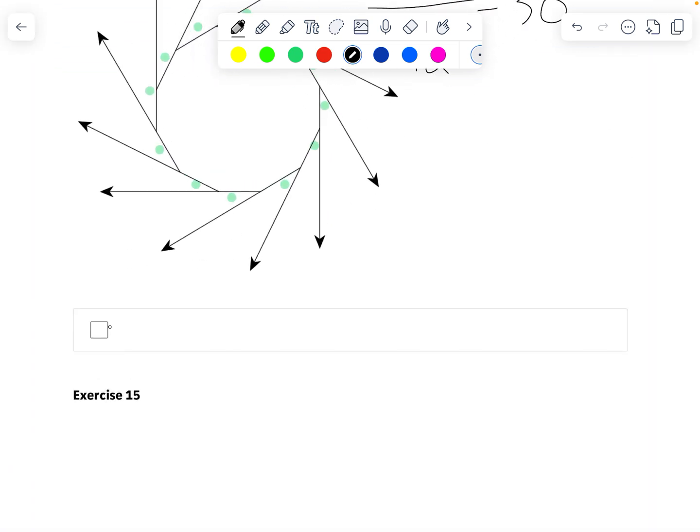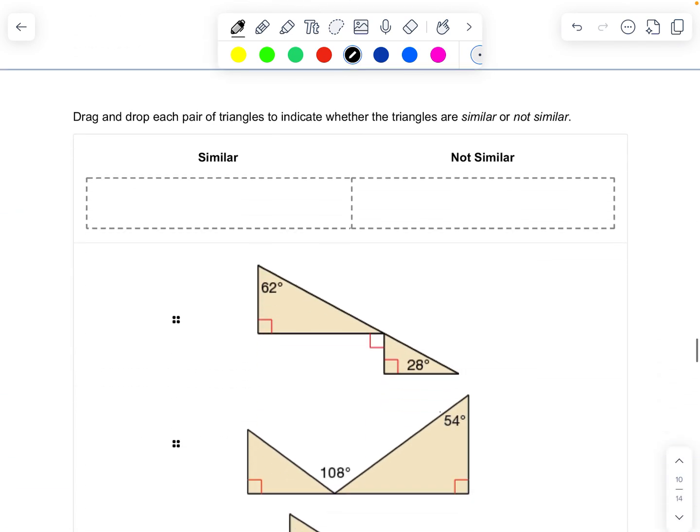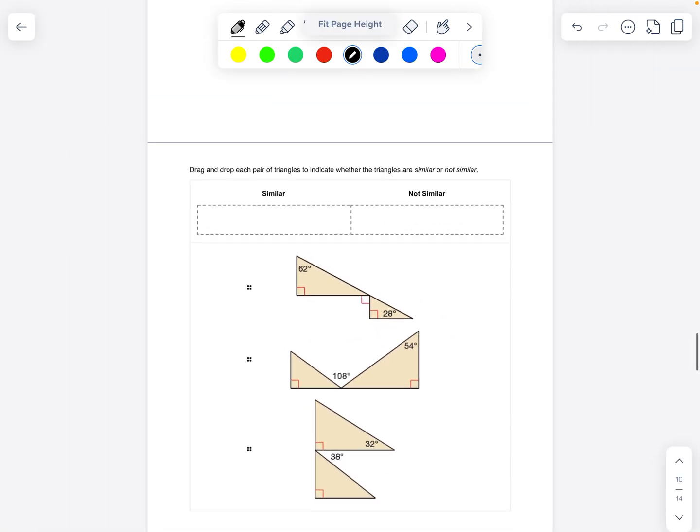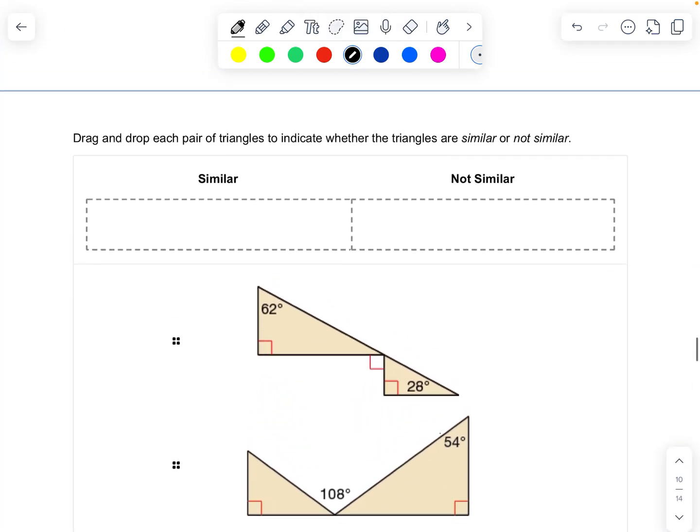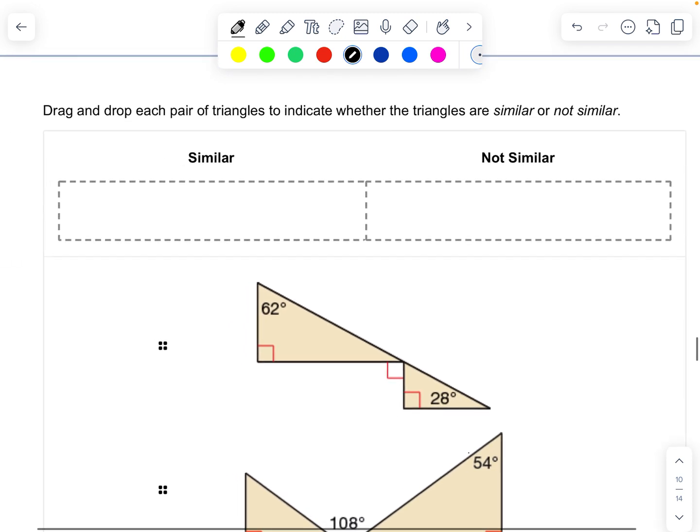We're going to number 15. All right, this one you got to drag and drop on big ideas, okay? Drag and drop each pair of triangles to indicate whether the triangles are similar or not similar.